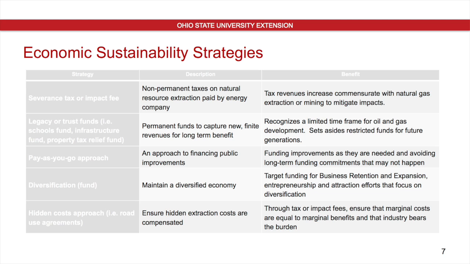They include a severance tax or impact fee to increase taxes commensurate with natural gas extraction in order to mitigate the impacts. A legacy or trust fund is another strategy to mitigate impact, especially in the long term. This type of fund can capture and hold funds permanently to benefit future generations. A more short-term approach is the pay-as-you-go approach. This type of funding strategy funds improvements as they are needed in order to avoid long-term funding commitments that may not happen.